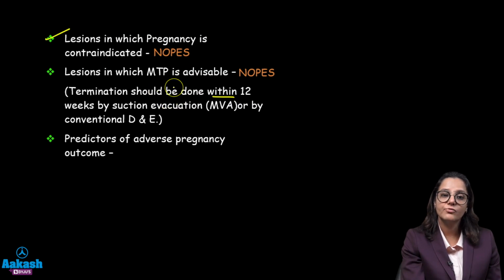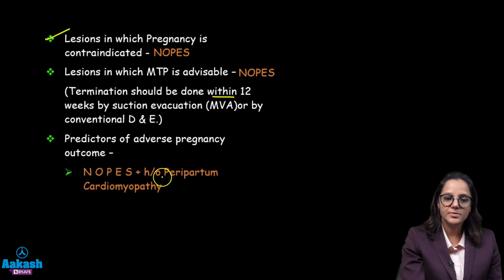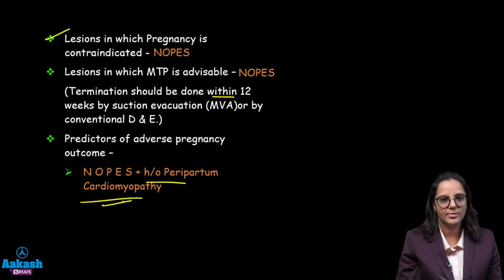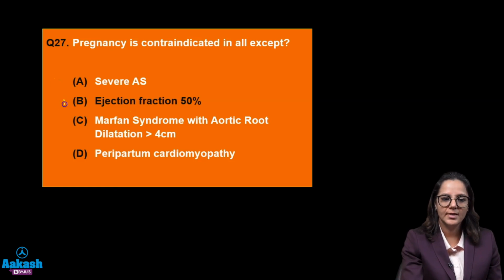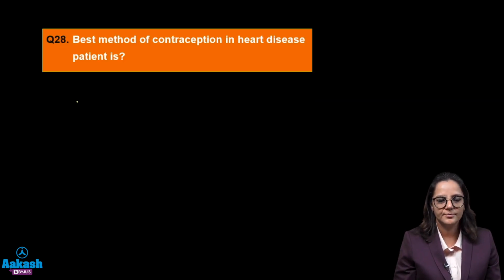What are the predictors of adverse outcome of pregnancy? If they were to ask, then it is NOPES plus history of peripartum cardiomyopathy. Okay. So pregnancy is contraindicated in all except ejection fraction 50%.